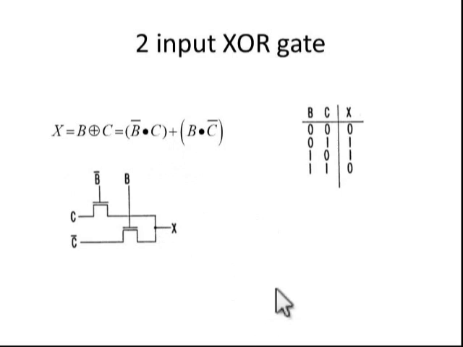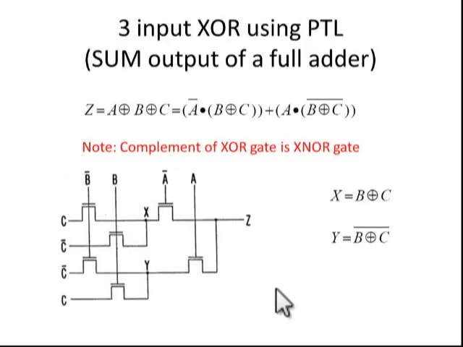Now the same logic we can use for a 3 input XOR gate. So we can extend from 2 input to 3 input XOR gate. So next we will see the 3 input XOR gate design. Now this is a 3 input XOR gate design. Usually the sum output of the full adder is A XOR B XOR C. So sometimes they may ask to draw the PTL logic diagram for the sum output of the full adder.